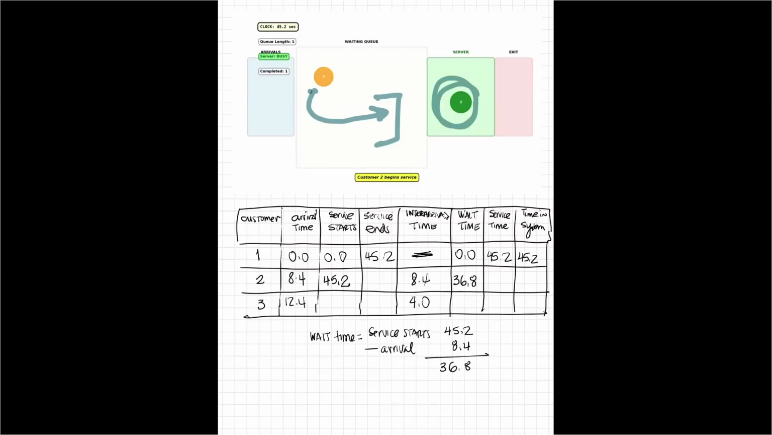All good? Okay, so what happened here is customer number 2 arrives. We can annotate now. We can take note of this customer's start time and wait time with that information. Okay, let's move on.